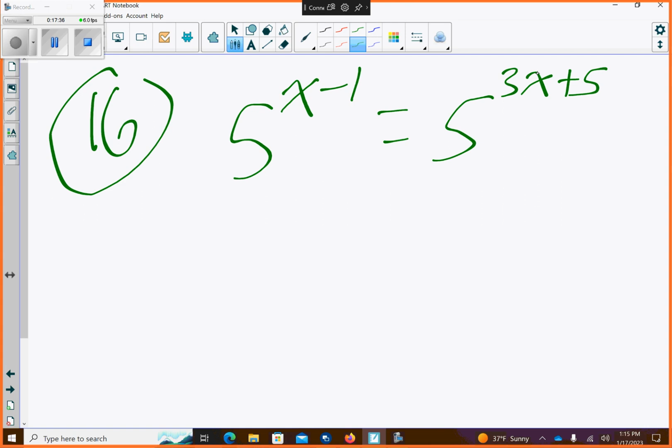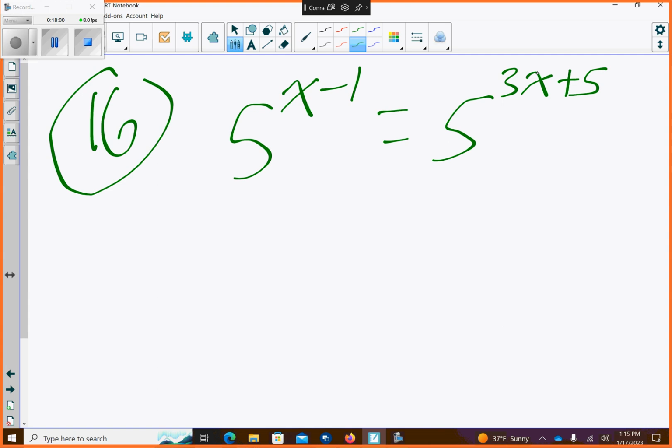Now, they say, hey, we can use logarithms to solve this. And that's great. I'd go log. If I do a log, that brings the exponent down in front of the log. Then I deal with this log. So I get basically x minus 1 log 5 equals 3x plus 5 log 5. You can cancel out the log 5s. So then you get x minus 1 equals 3x plus 5. So it solves very simply for you.